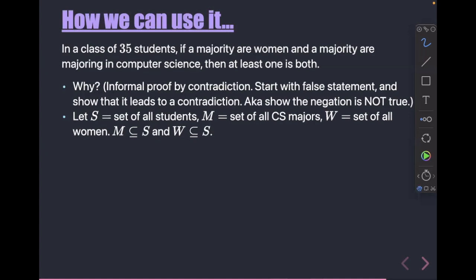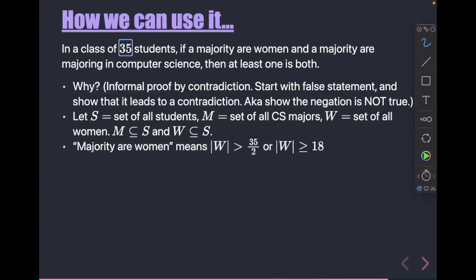So what you want to do is formalize this a little bit first. You say S is the set of all students, M is the set of all CS majors, and W is the set of all women. Obviously the CS majors are a subset of S, and similarly the women are a subset of S, because the set of all students is going to be our 35 students that we mentioned here.